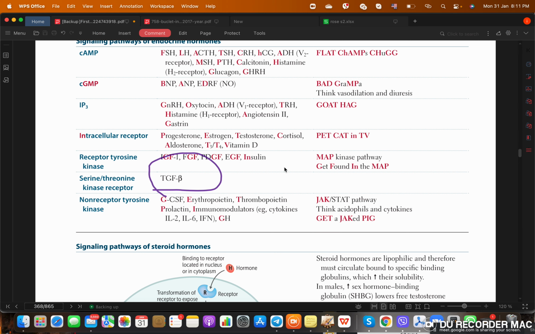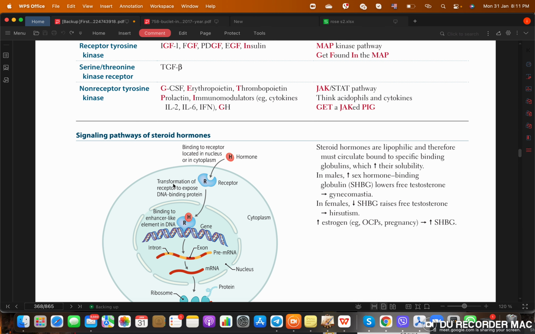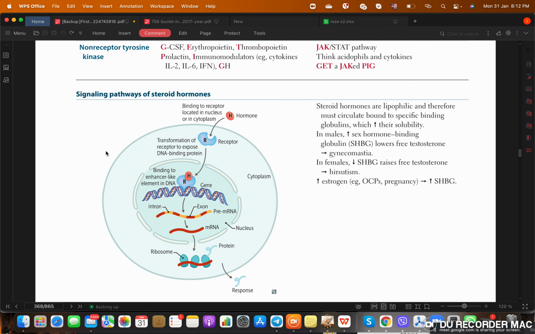Fibrosis, that is correct. Okay, so non-receptor tyrosine kinase, like the granulocyte colony stimulating factor, erythropoietin, thrombopoietin, prolactin, and immunomodulators like the cytokines, interleukin 2, interleukin 6, interferons as well, and the growth hormone. All of these are mediated by something called the JAK-STAT. Guys, a patient who has polycythemia also had a JAK-STAT mutation, which led to overactivation of the erythropoietin receptor, which led to polycythemia. Okay, so the JAK-STAT is responsible for all of the non-receptor tyrosine kinases. Okay, so the signaling pathway.